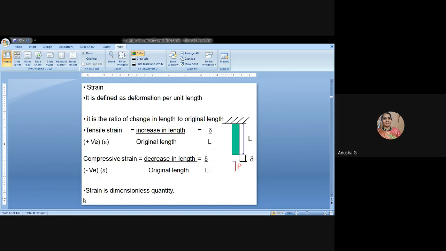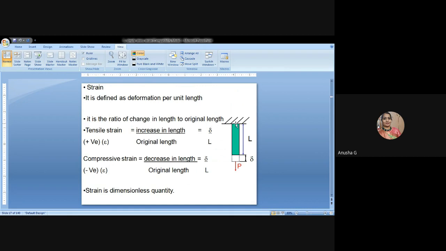Next we focus on strain. It is defined as the deformation per unit length. Strain is nothing but the change in length by original length. Whatever load is applied on any body, strain is the deformation per unit length, the ratio of the change in length to the original length.